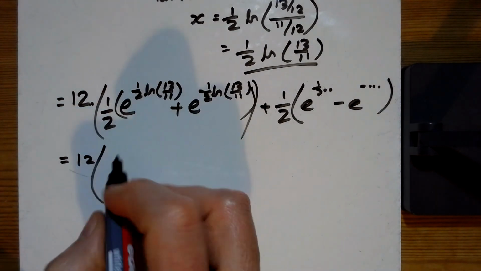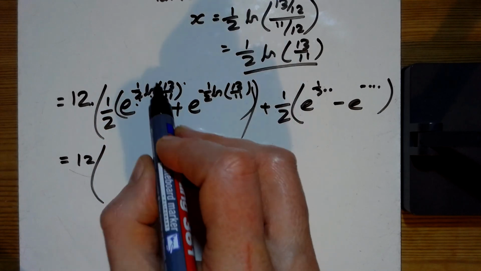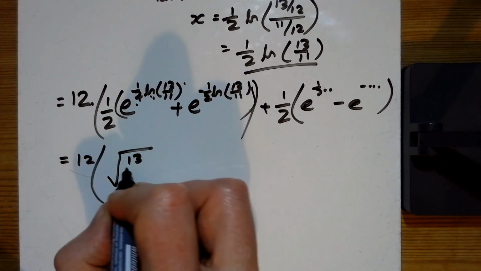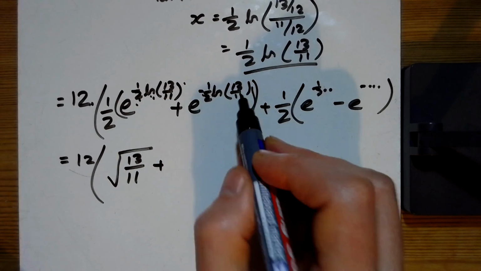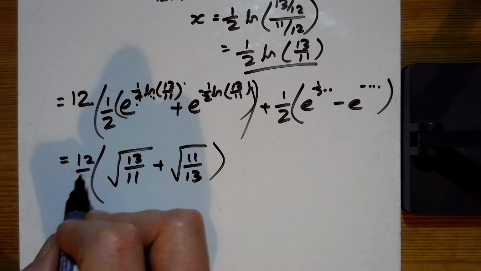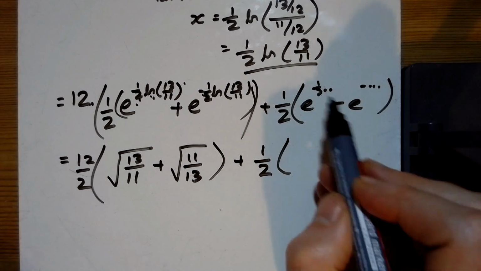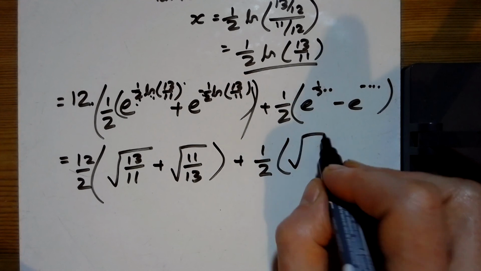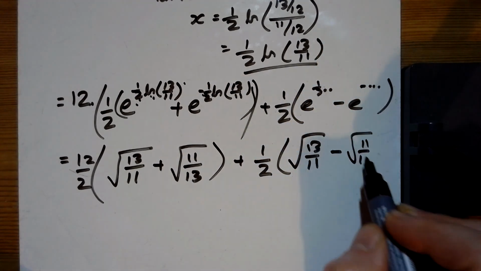So look at this. There's a half here between the e and the ln. I'm going to put that up there, which will make it a square root. The e and the ln will then cancel out. So I've got the square root of 13 over 11 here, plus, now the negative power will flip that upside down, so that's the square root of 11 over 13. I've got the over 2 coming out here as well. So then a half here. Now this bit here was the square root of 13 over 11, and this time minus the square root of 11 over 13.